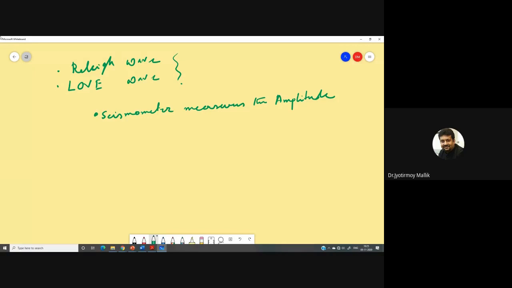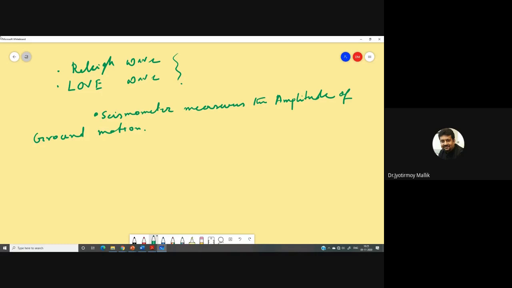Amplitude of ground motion. Okay. And I'm not getting into the details. You can read it from Lowry's book.